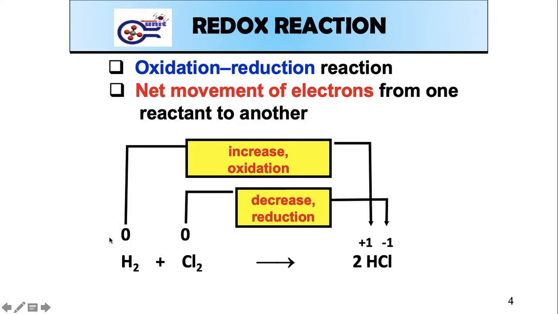If you look at the oxidation number of hydrogen in the reactant, it's 0, and the oxidation number of hydrogen in the product is positive 1. So when the oxidation number increases, the process is oxidation. And if we check the chlorine, the oxidation number of chlorine in the reactant is 0. In the product, it's negative 1. So the oxidation number decreases, and we call it a reduction reaction.